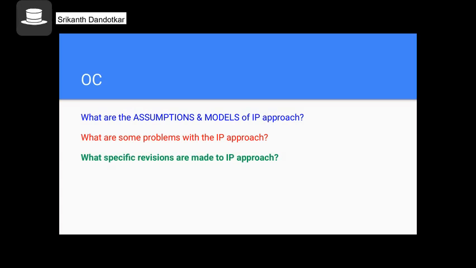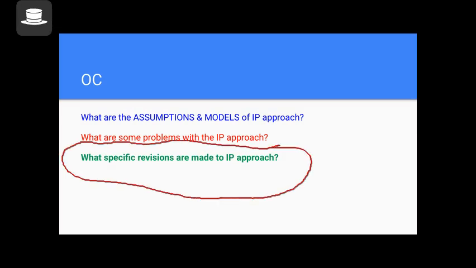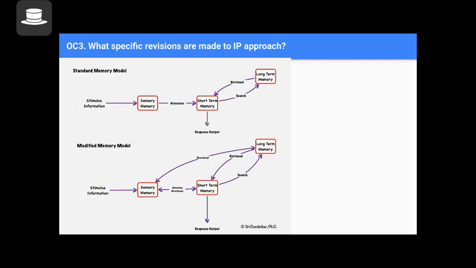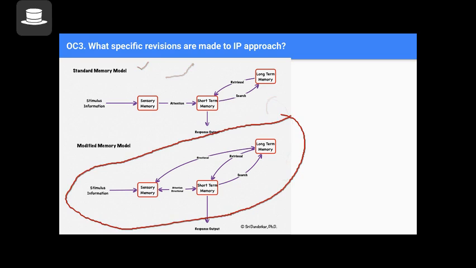Well, this brings us to the last outcome for this particular video, and it is, what are the specific revisions that are made to the strict information processing approach, that led to a revised approach called the cognitive science approach. So the revisions are, well, pause here for a second and think about how these two models are different. This is the standard model, the one we discussed, the Atkinson and Shiffrin model. It's also called the standard model, or the modal model, or the three-component model. Now, this is a modified model. How are they different? Pause here for a second, then come back.